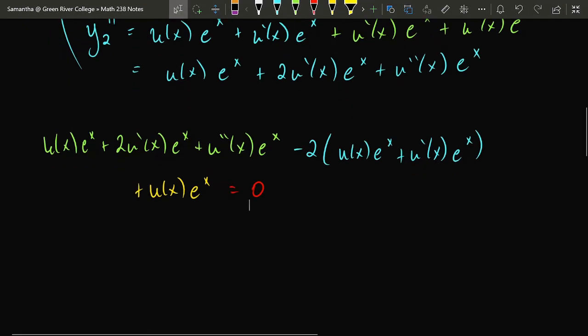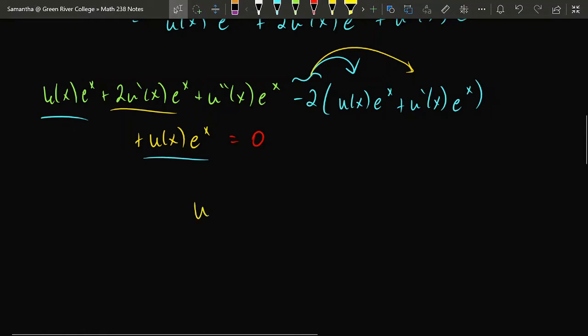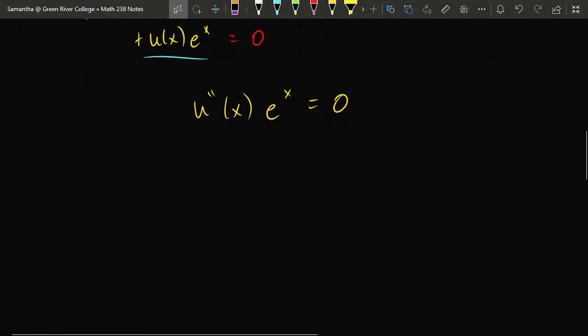Now let's figure out if we can combine any like terms here. For example, it looks like we have two copies of u of x e to the x, but we also have a copy of minus 2 u of x e to the x. So those three terms are going to cancel out. Looks like we have a copy of 2u prime e to the x, but in the parentheses we also have a minus 2u prime e to the x. So those are going to cancel out. So all that's left is u double prime times e to the x is equal to 0. Now e to the x we know can never equal 0. So this implies that u double prime must be equal to 0.